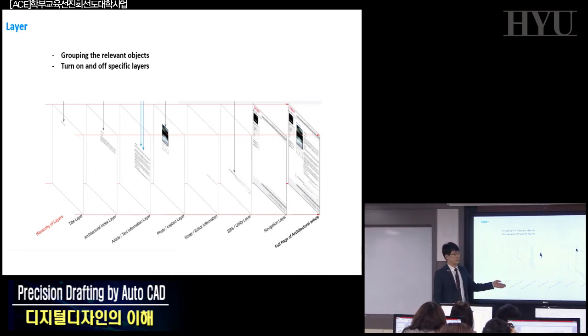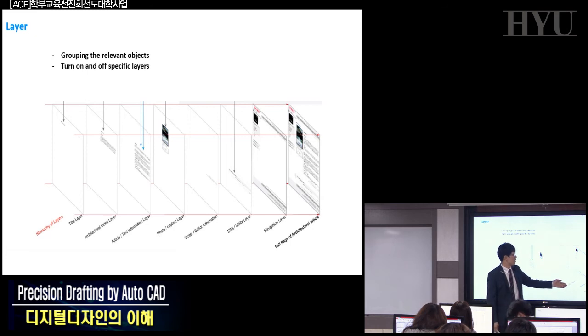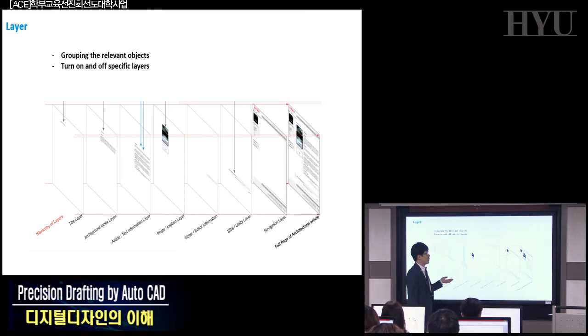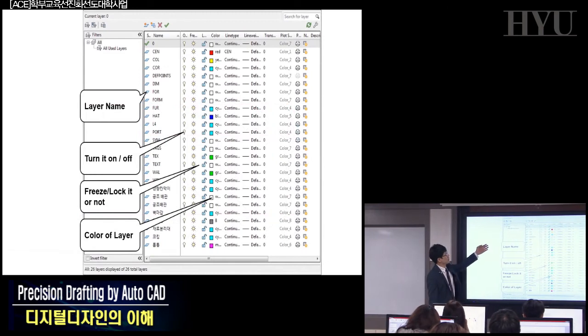This is the hierarchy of the layers. Title layer, index layer, text layer, images, and so on. The final version of the specific 2D-based representation is here. If this is AutoCAD, what are possible layers? Let's take a look at this one.